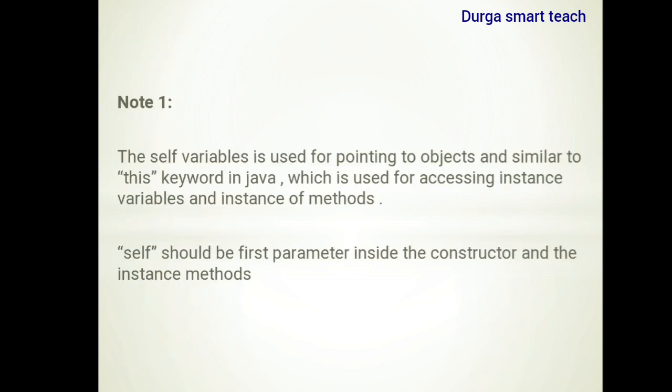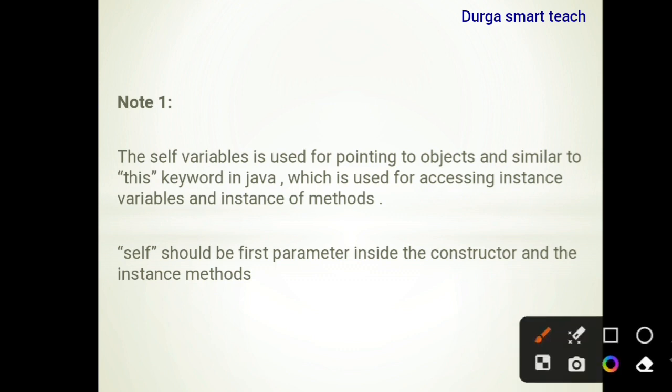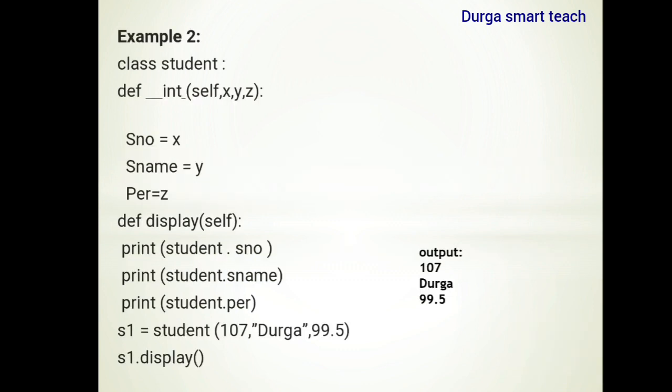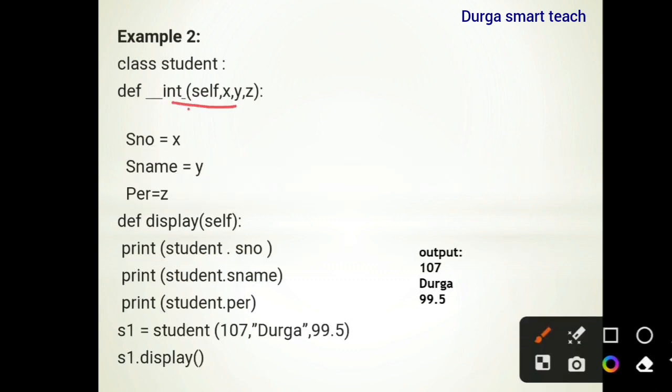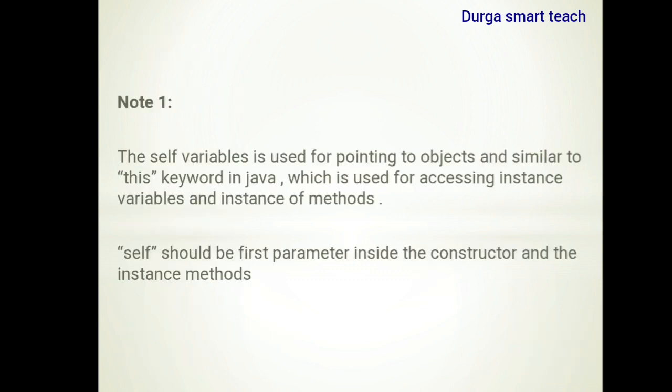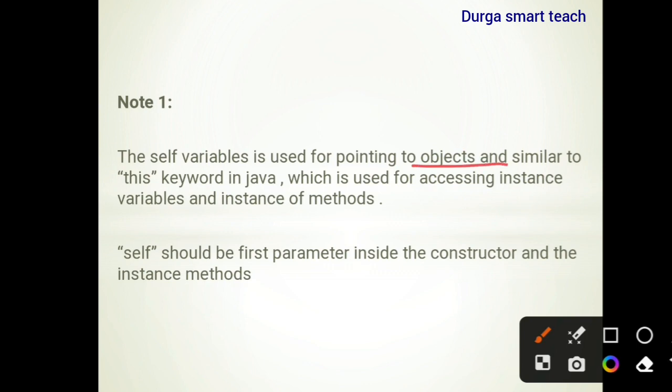So note the self variable. Here it contains one self parameter, the self variable inside the class. Let's see. So here it contains one self variable. The self variable is used to point to the object and is similar to the this keyword in Java.